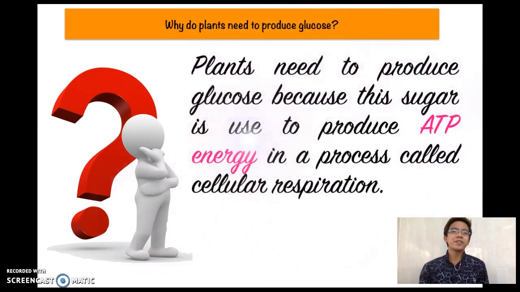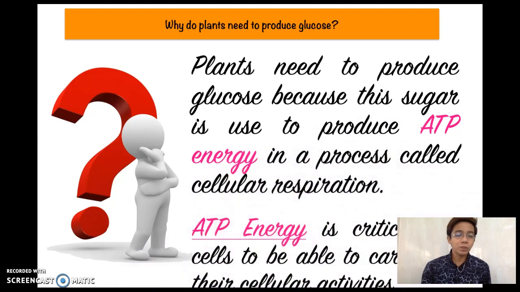Basically, plants need to produce glucose because this is needed to produce ATP energy in a process called cellular respiration. Through the presence of glucose, they will be able to produce ATP energy, which is actually necessary, vital, and critical for cells to be able to carry out their cellular activities. So without glucose, there will be no ATP energy and everything will be affected.